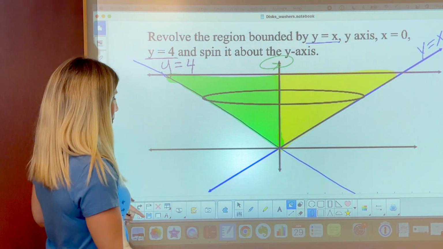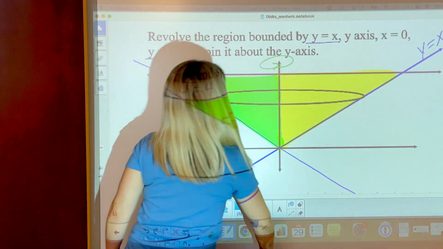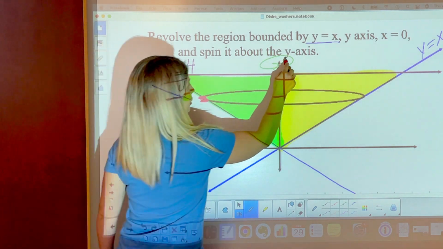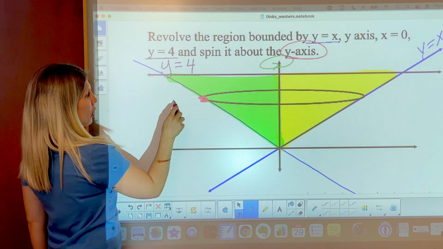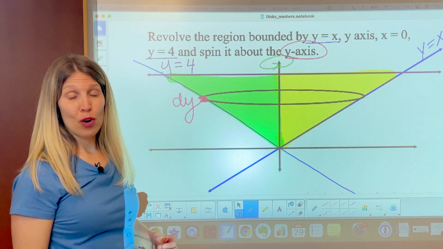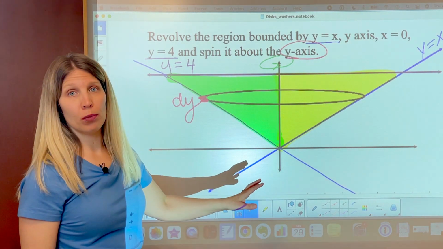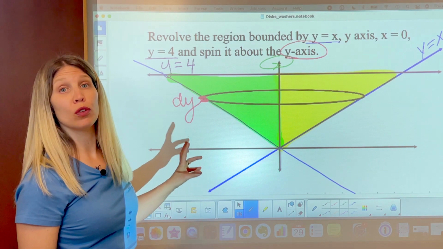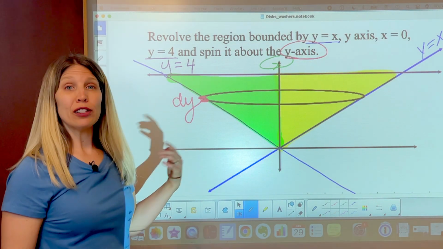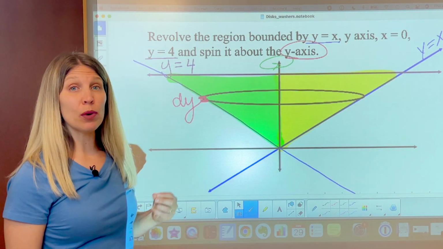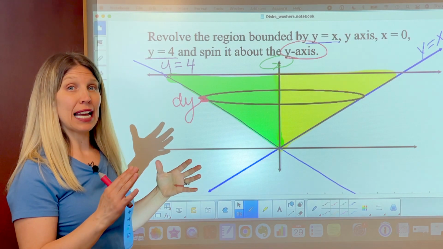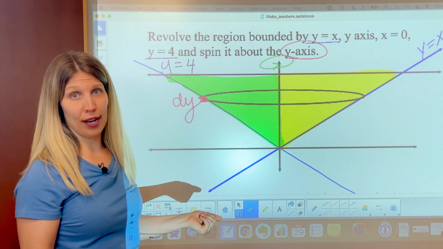But what happened? Now our circles are stacked on the y-axis, because that's where they had us spin it around. So this is going to be a dy problem, which means all of your variables and your bounds have to be in terms of y for this problem. So let's go ahead and take a quick second to see what this looks like in a 3D image, so you can see the circles stacked on top and the volume that is created.